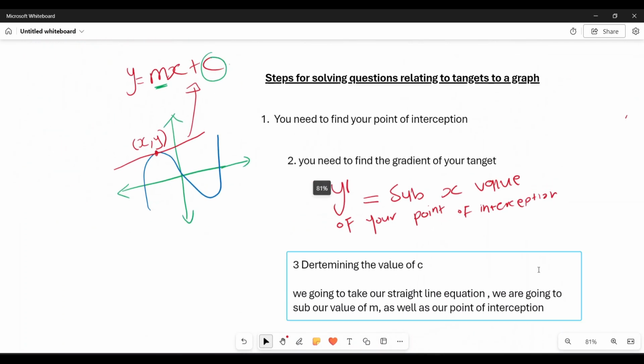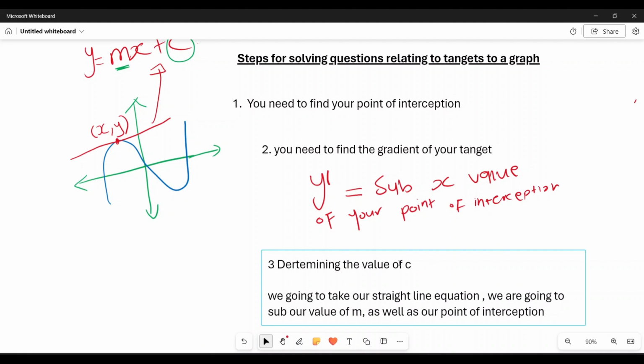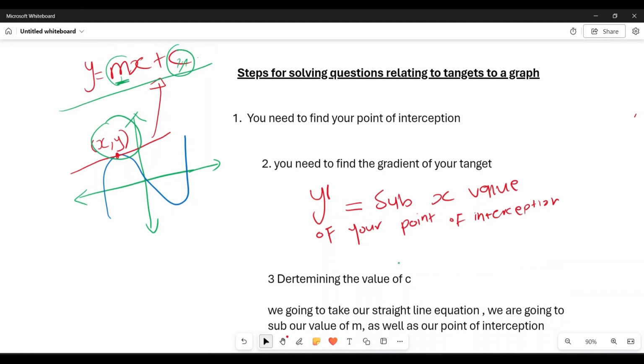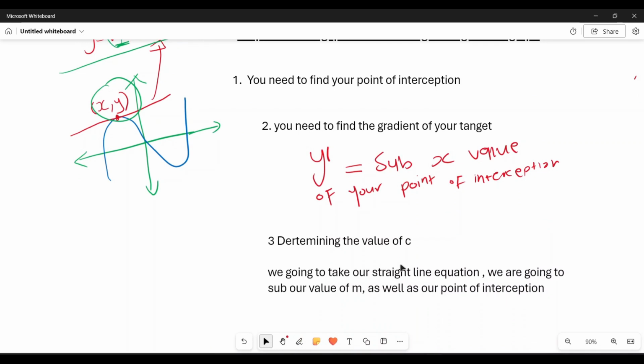So now for the final step, to determine the value of c. Remember, these are the steps, by the way, you need to go about to find the equation of your straight line, which is a tangent to your graph. First step, you find the point of interception. Secondly, you find the gradient, which is m, and this is how you go about finding the gradient. Step three is finding this value of c. So how are you going to do that? You're going to take your straight line equation, which is y equals mx plus c, and you're going to substitute the value of m that you've calculated before, and then you're going to substitute the x and y values of your point of interception, which is this point right over here. From there, you're going to find your value of c.